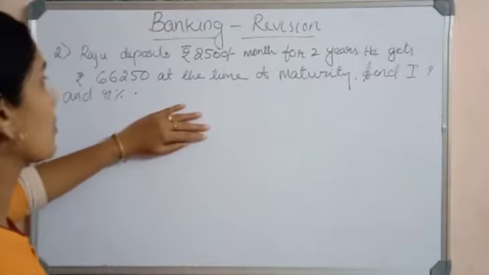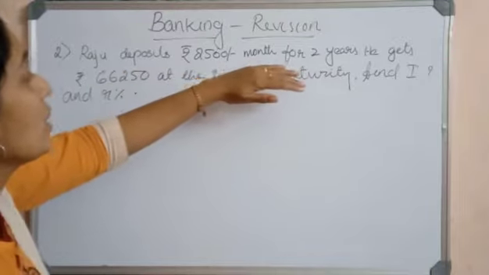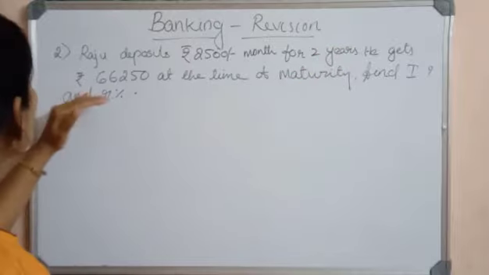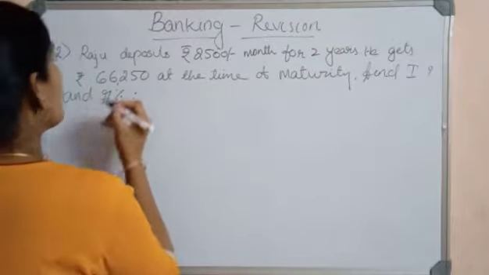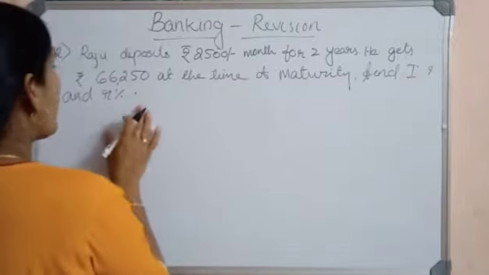Let's consider the next question. Here Raju deposits rupees 2,500 per month for 2 years in a bank and he gets rupees 66,250 at the time of maturity. Find the interest as well as the rate of interest.